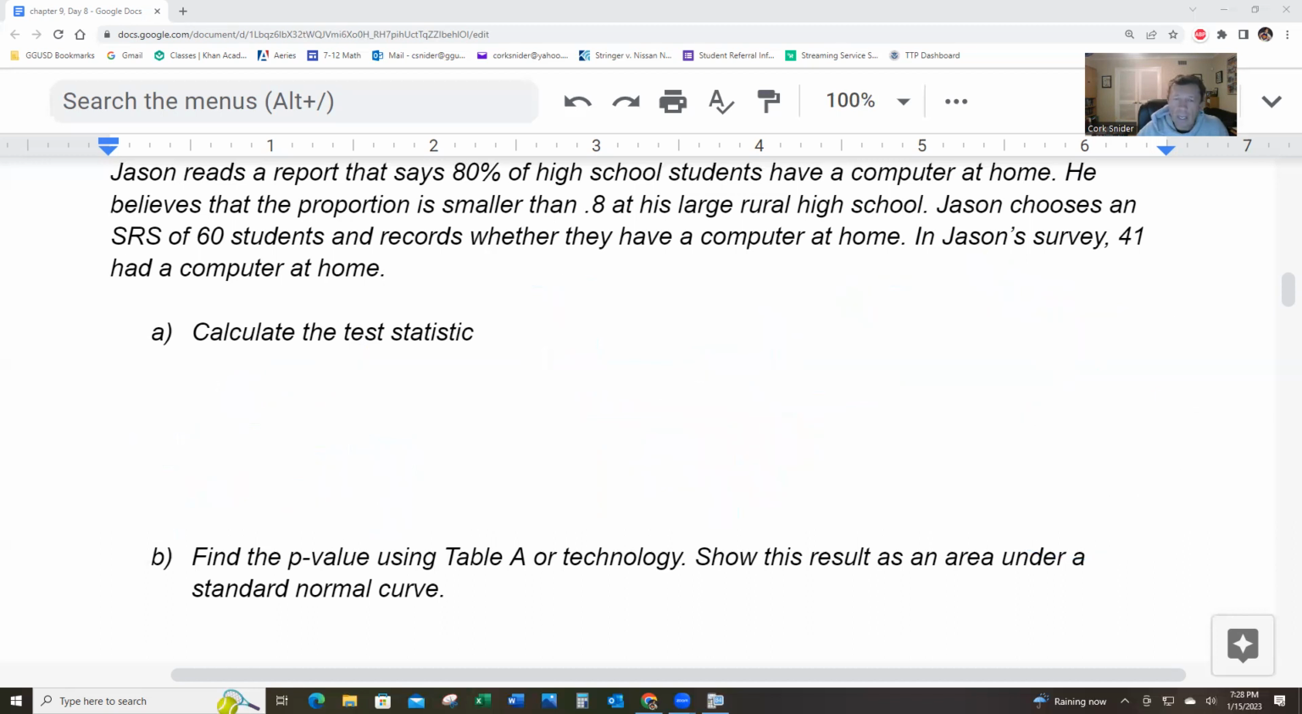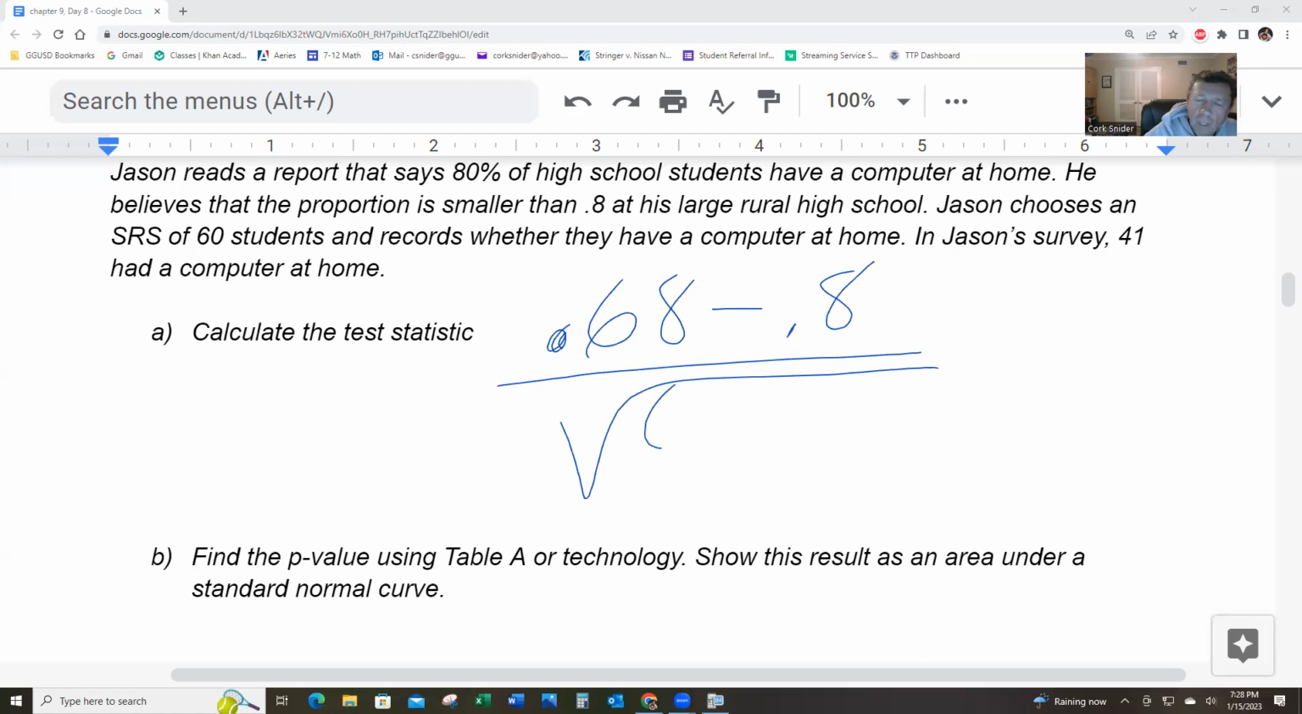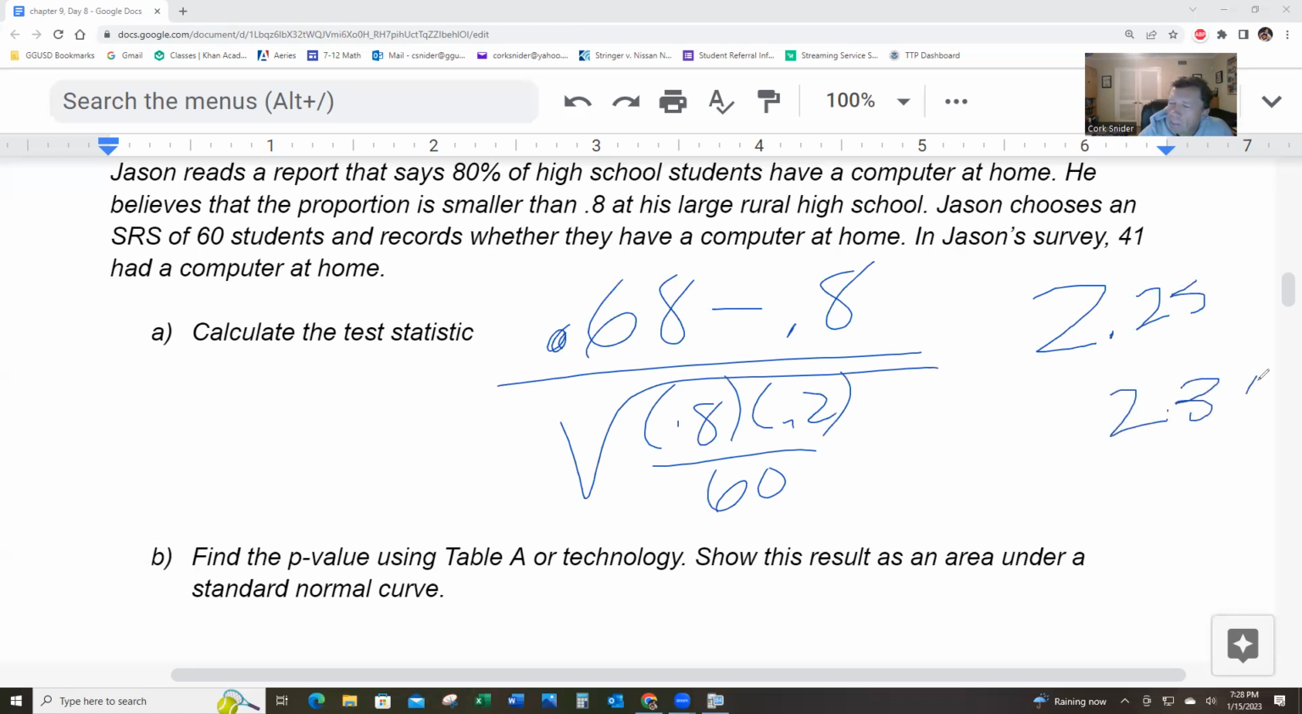Let me clear this and do this again, because I'm a little sloppy there. So 0.68, which is 41 out of 60, minus 0.8, divided by this, which is 0.8 times 0.2 over 60, the standard deviation. So that's the test statistic. I think it comes out about 2.2 something or other, 2.25, 2.3, somewhere in there, depending on where you round it.